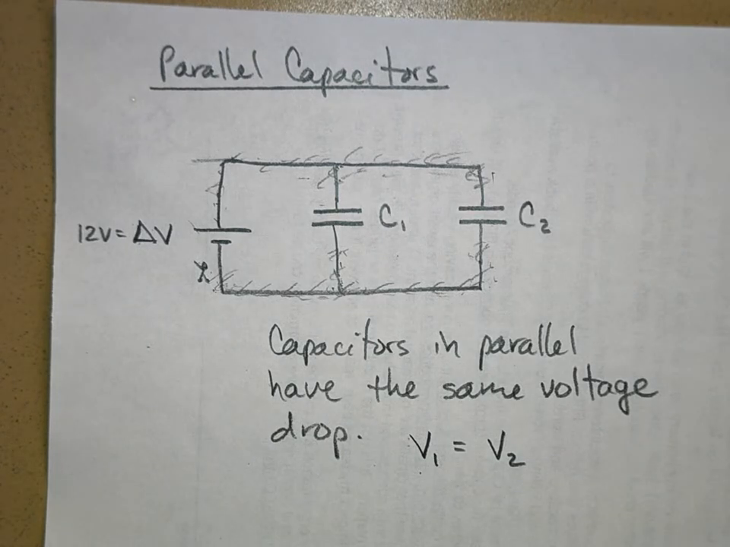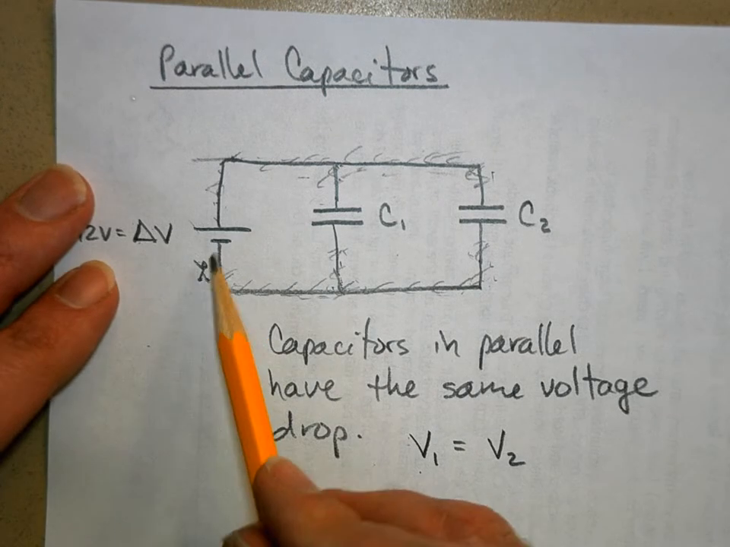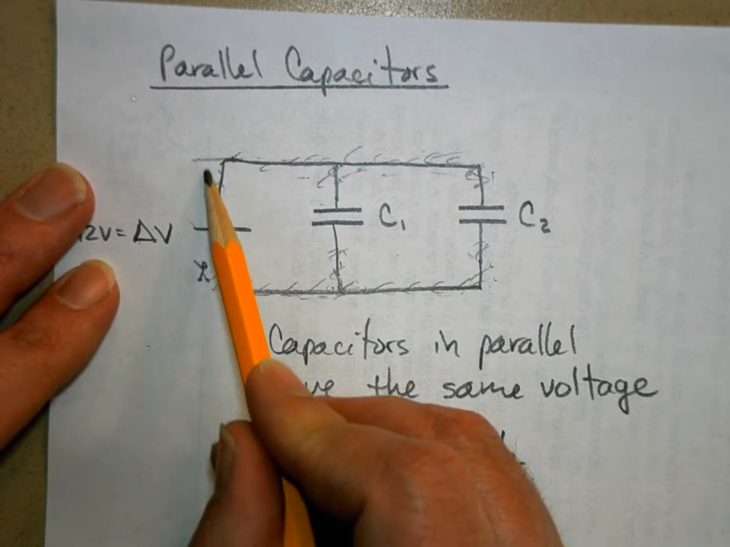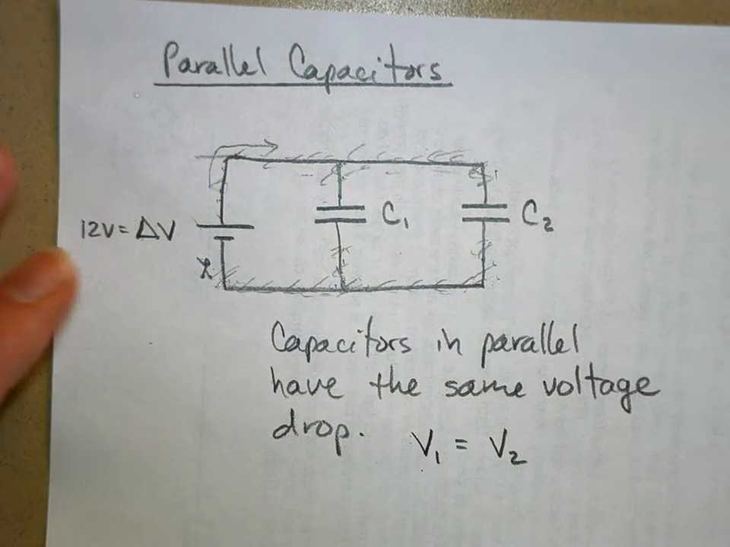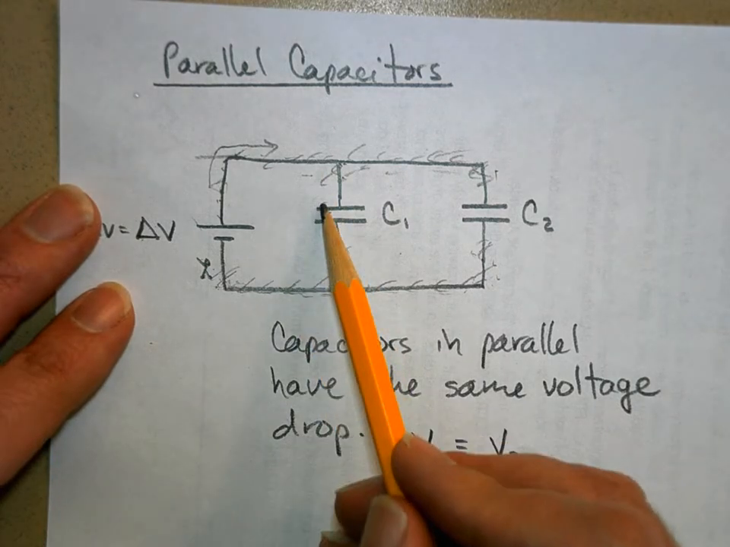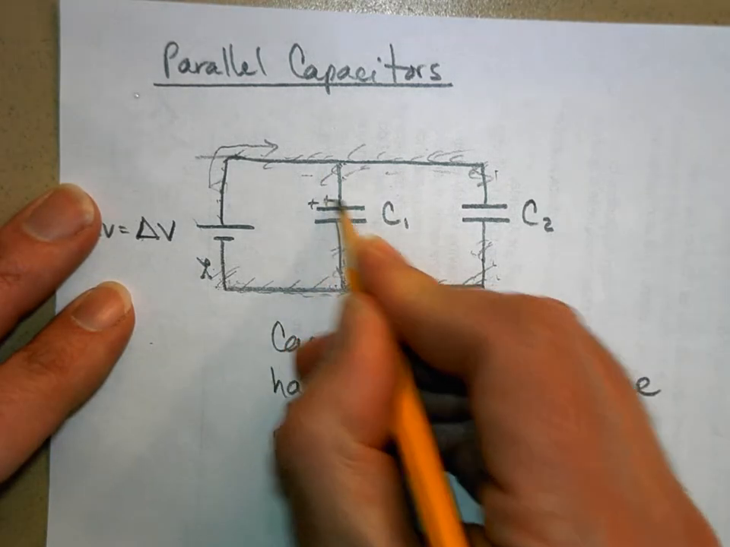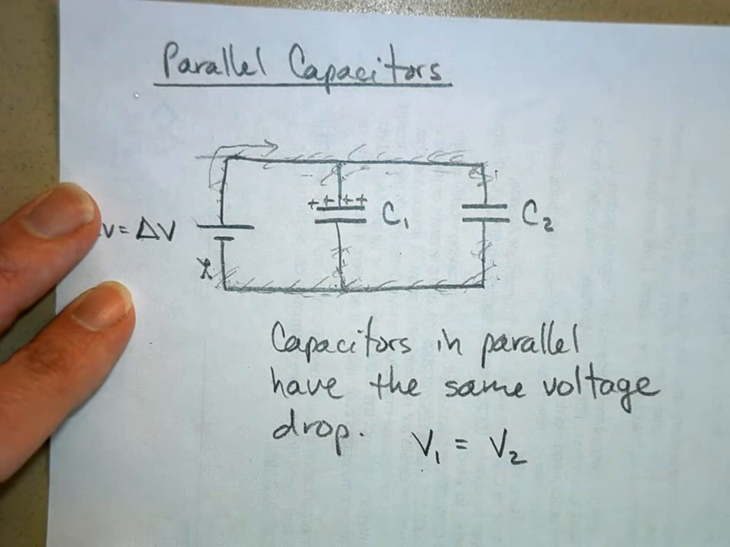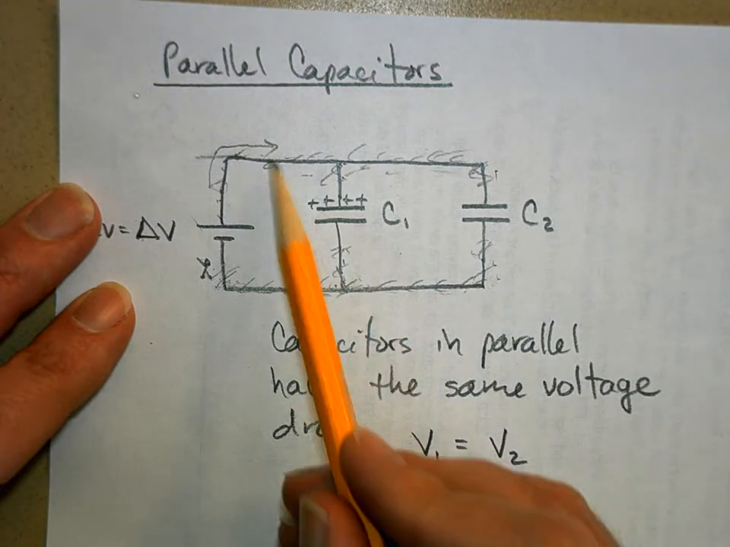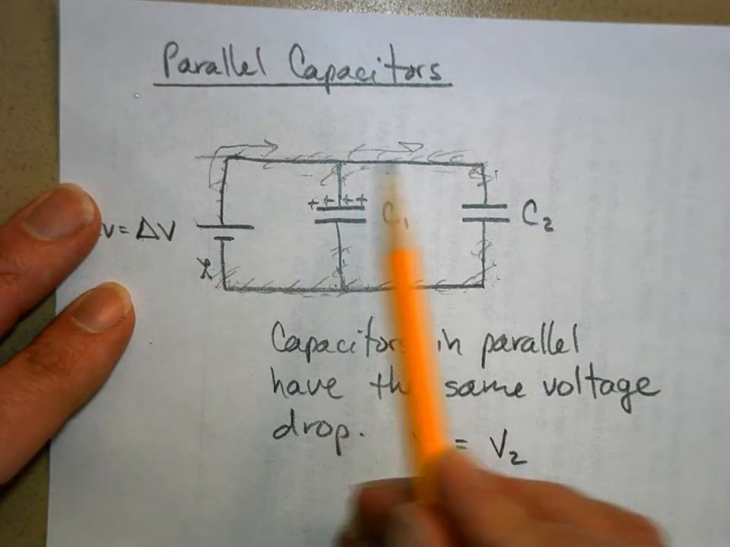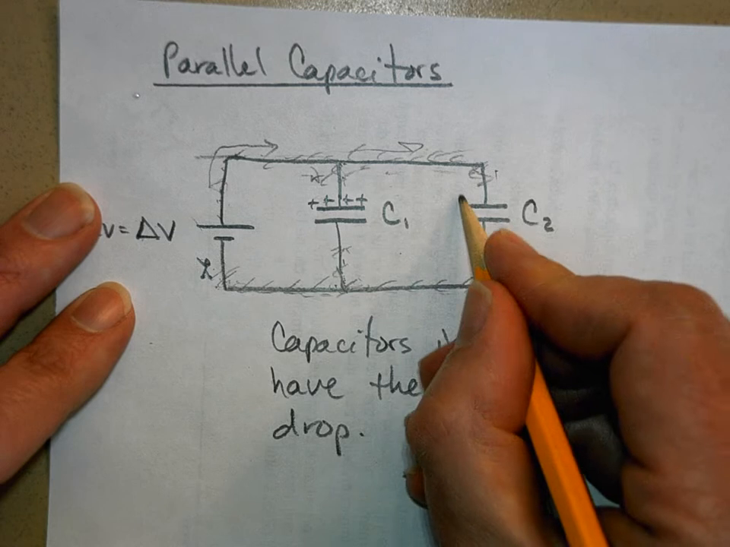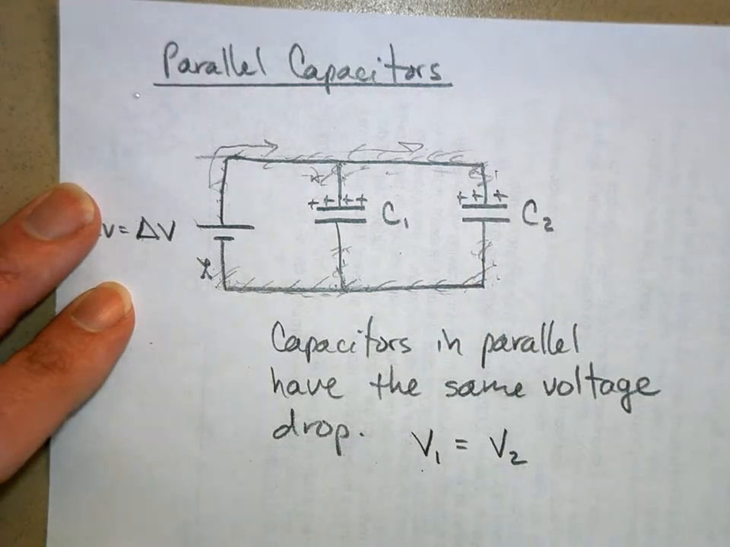Now let's take a look at charge here. Let's say this battery is going to push charge through here, and then it's going to fill this one up. 1, 2, 3, 4. But some of the charge is also going to go this way. 1, 2, 3. Maybe this is a smaller capacitor. It doesn't have as much charge.